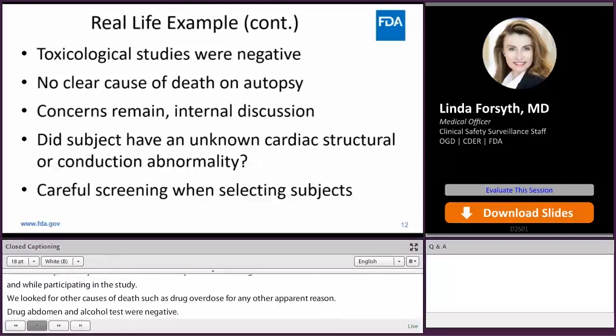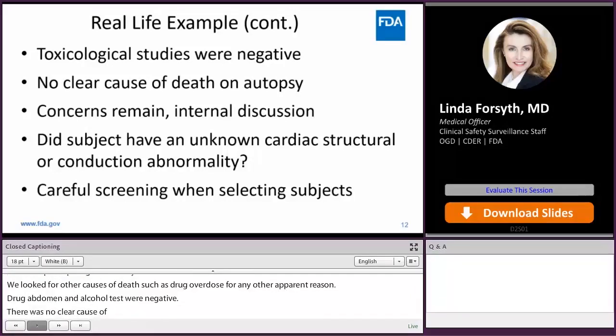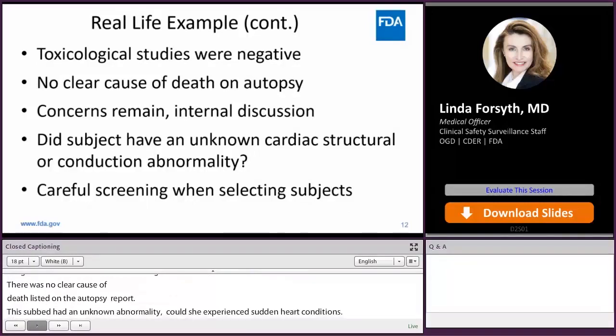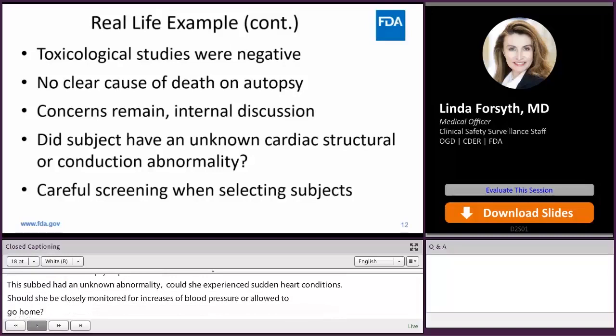Did this subject have an unknown cardiac structural or conduction abnormality? Could she have experienced a sudden arrhythmia or had an undiagnosed heart issue? Was the screening and medical history performed thorough enough? Should the subject be more closely monitored with increases in pulse and blood pressure or allowed to go home without follow-up? Based on such situations, we recommend careful screening and taking the time for a detailed medical history when selecting subjects for your clinical study.